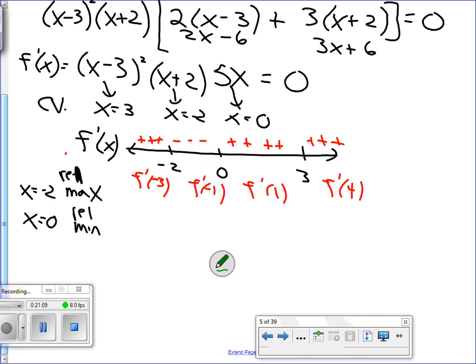So then after that, it's fine. I know where you guys had the problem. It was just trying to get this derivative, setting it equal to 0 and solving that.